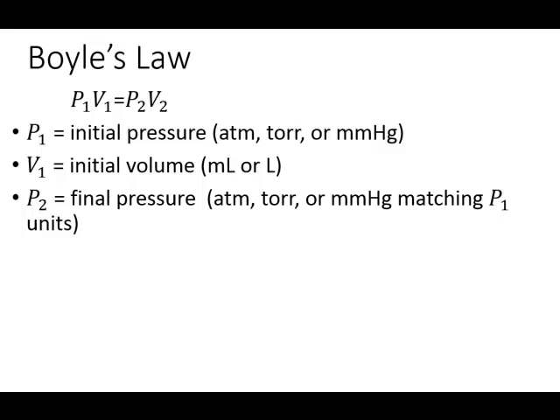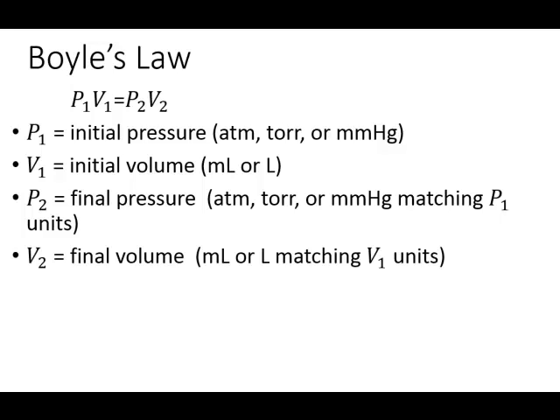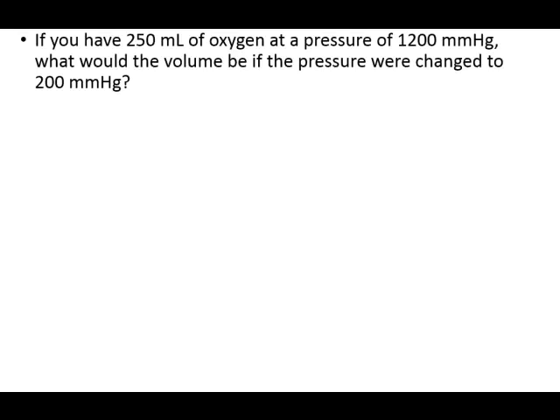P2 is the final pressure with units matching P1. And V2 is the final volume. Units can be matching or not. We can convert from milliliters to liters and vice versa. So let's take a look at an example.